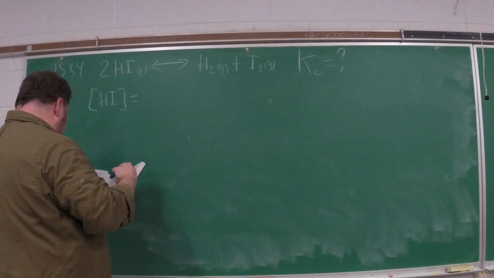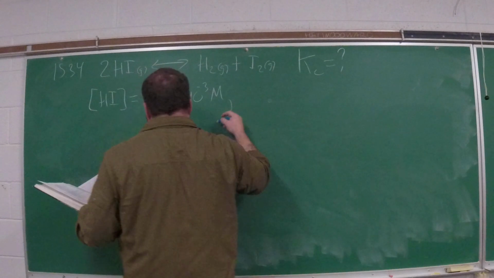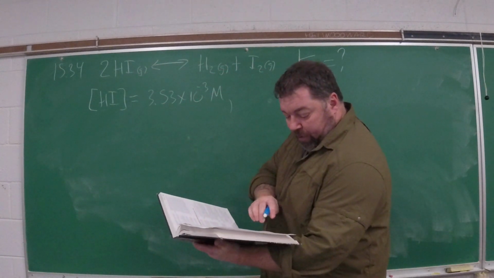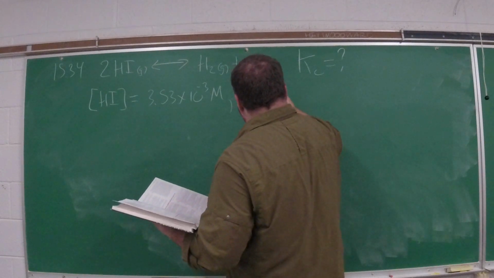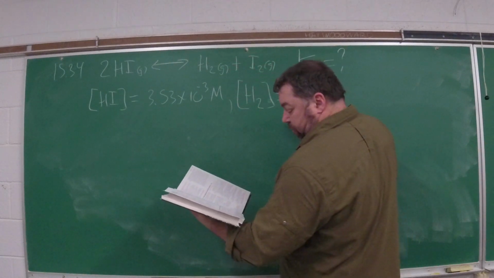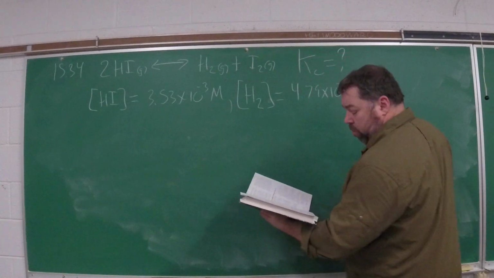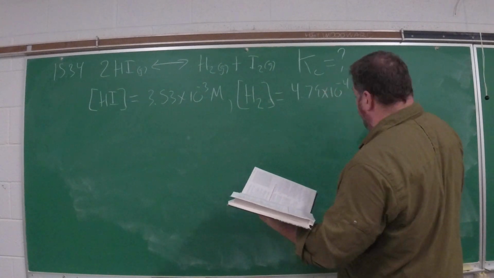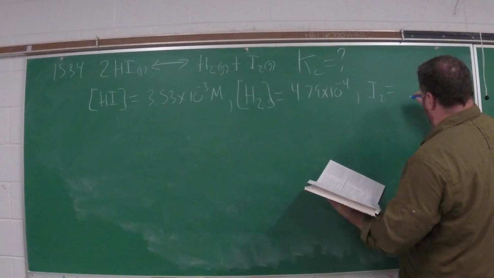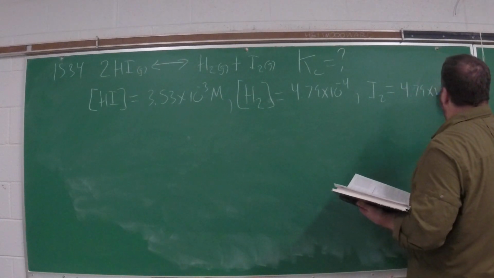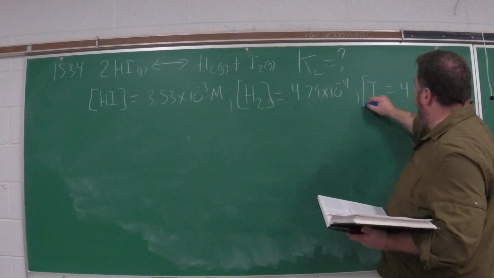HI equals 3.53 times 10 to the minus 3 molarity, equilibrium concentration. Then we're going to have H2 concentration equals 4.79 times 10 to the minus 4. And we have the I2 concentration equals 4.79 times 10 to the minus 4 molarity, right?